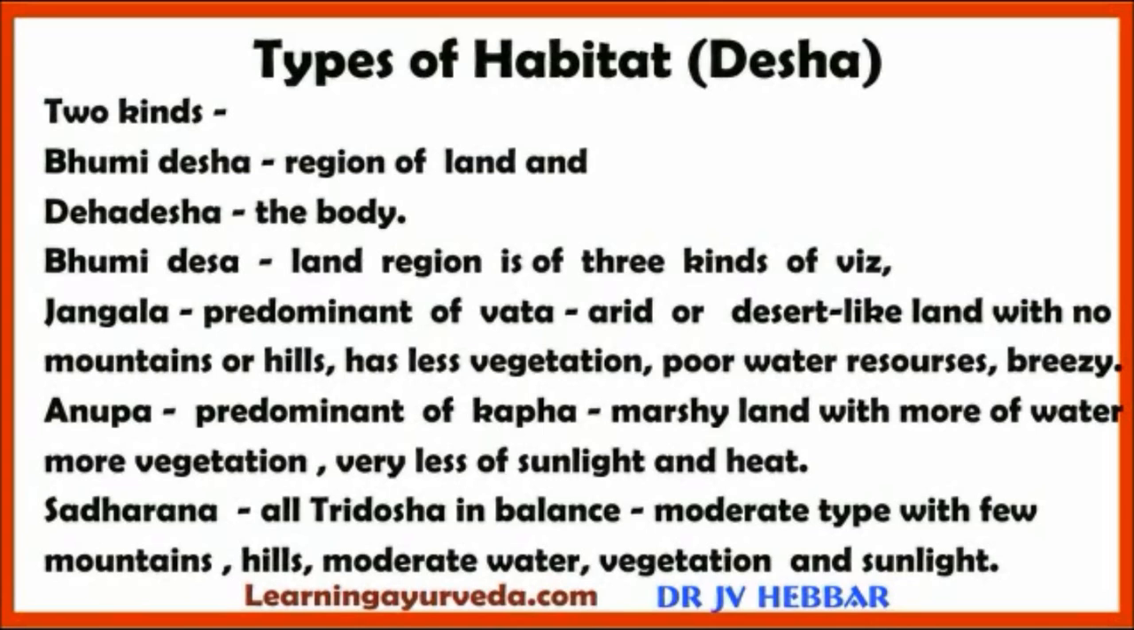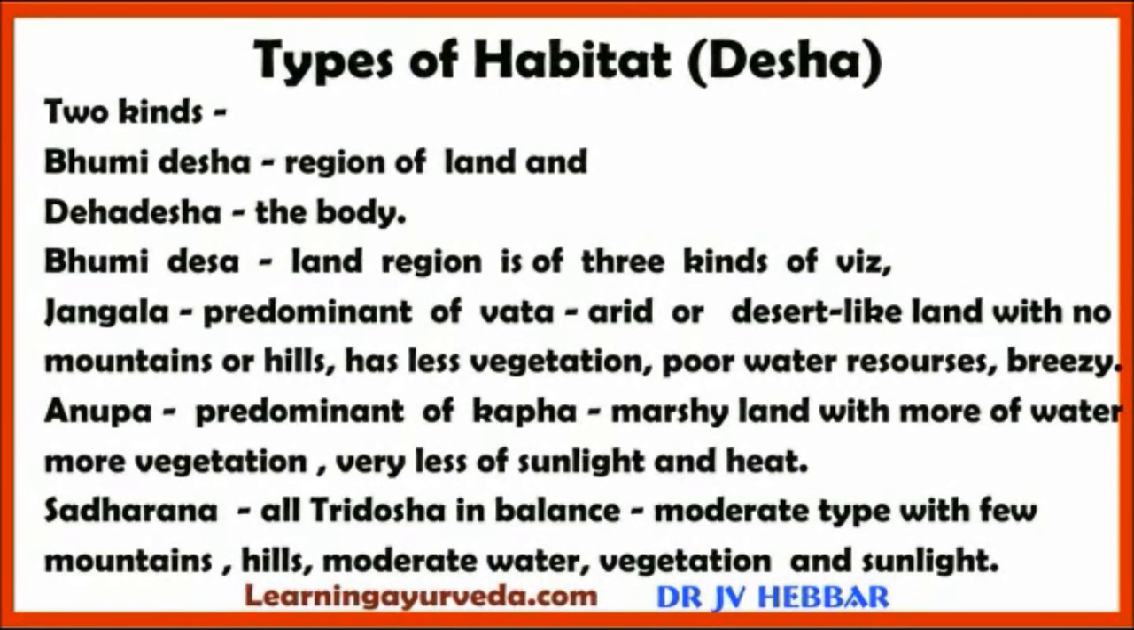Habitat or Desha in this science is said to be of two kinds. One is Bhumi Desha, that is land, and the other is Deha Desha, that is body. This land is of three types. First one is Jangala, which is predominated by Vata, which is an arid or desert-like land with no mountains or hills, has less vegetation, poor water resources, and is more breezy.